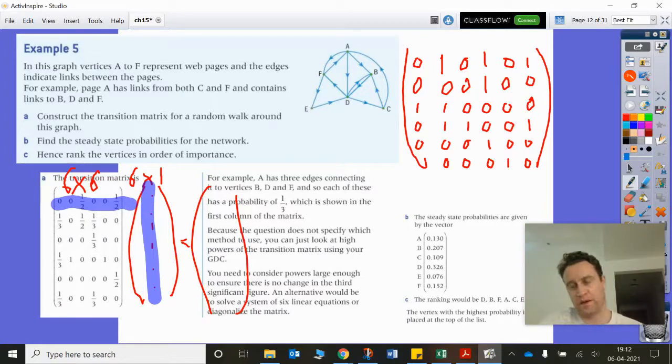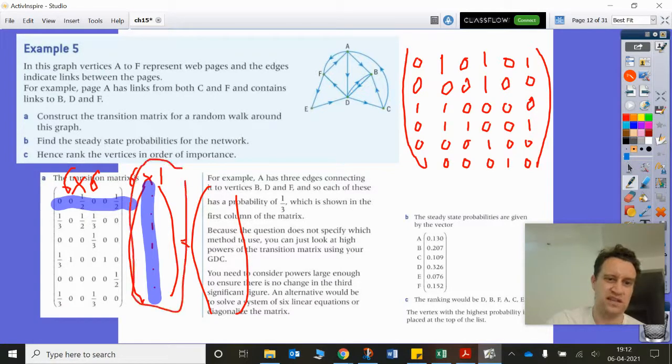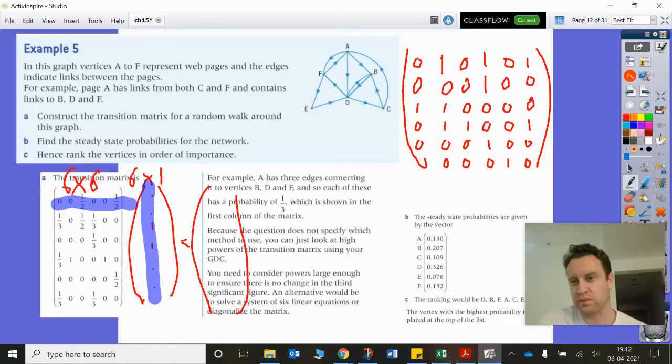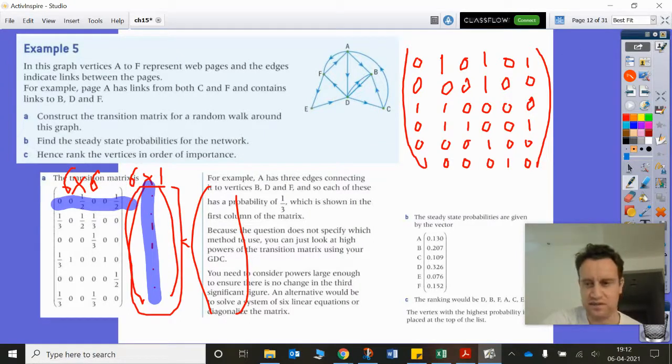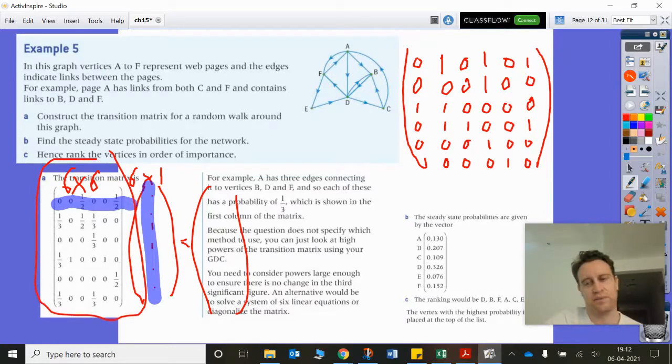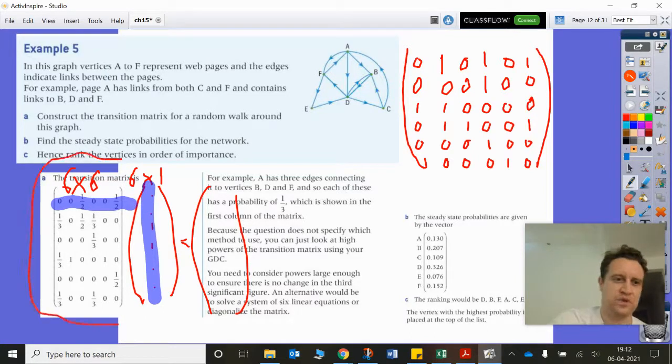For this one, you could essentially make a vector with equal probabilities of a sixth in all of these, to say that a sixth of everyone starts in each of these places, and then apply this n times. But essentially, it's the same as doing this matrix to the power of a very high number. So let's do that. Basically we need to do that until we've got a steady state matrix, and that will show us our probabilities in our rows, and it will be the same in every row. So let's just try and do that.